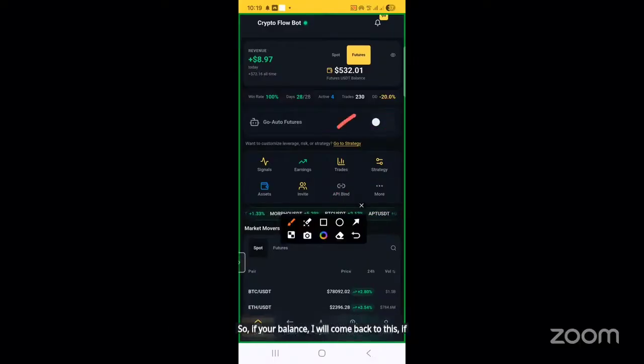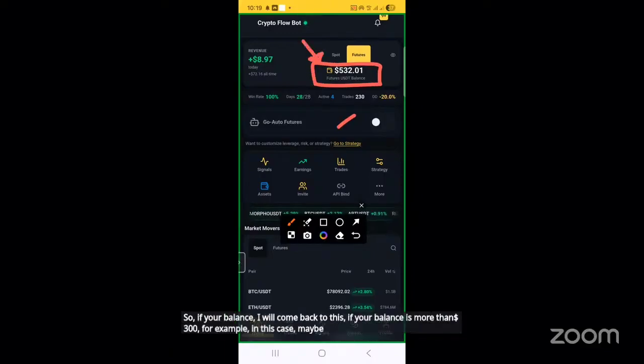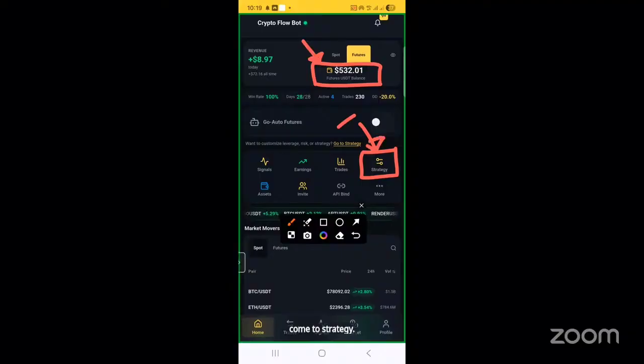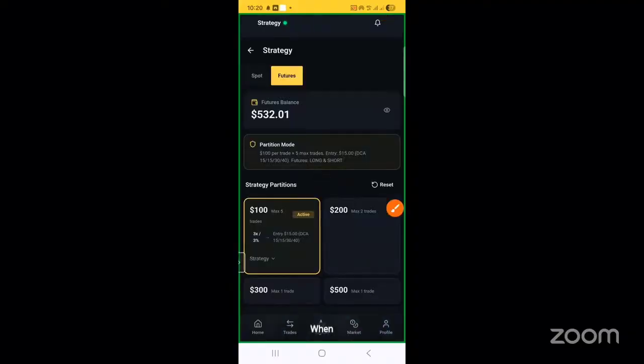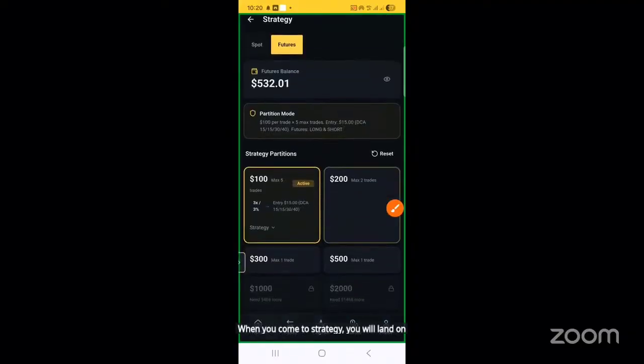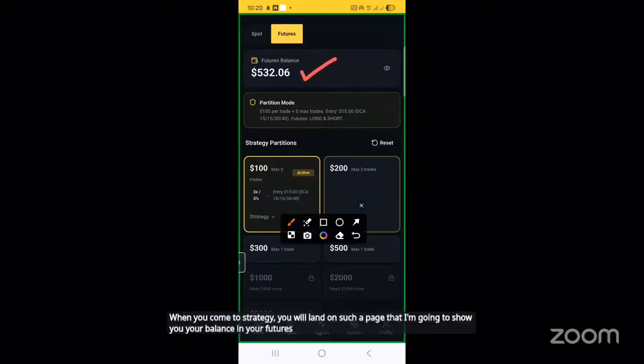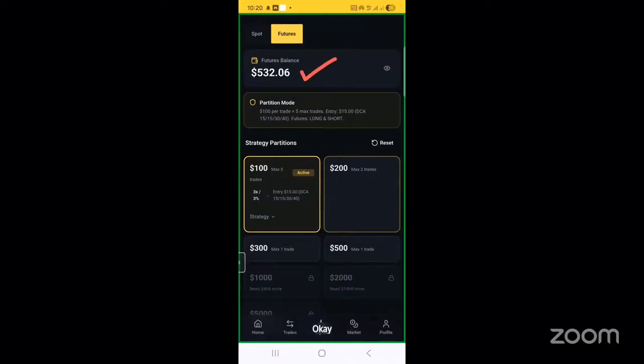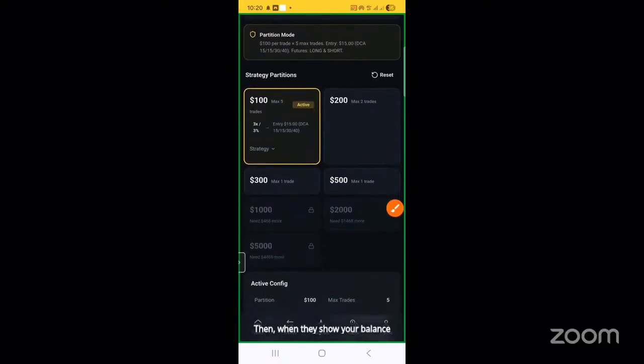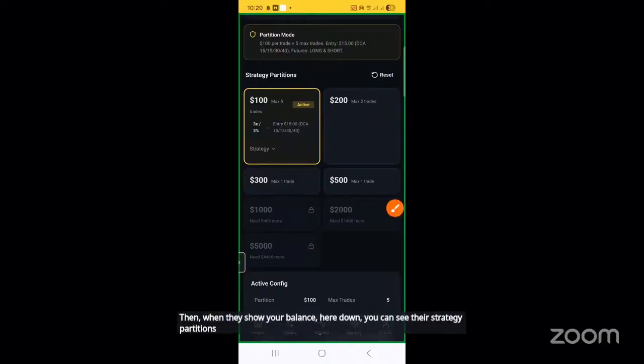If your balance is more than $300, for example, in this case, maybe $500, come to strategy. When you come to strategy, you will land on such a page. They are going to show you your balance in your futures account on Binance. Then, when they show you your balance, here down, you can see there are strategy partitions.